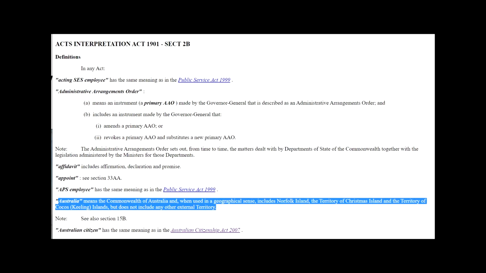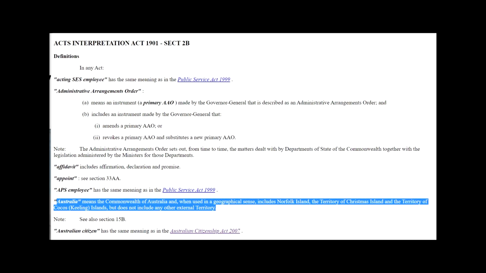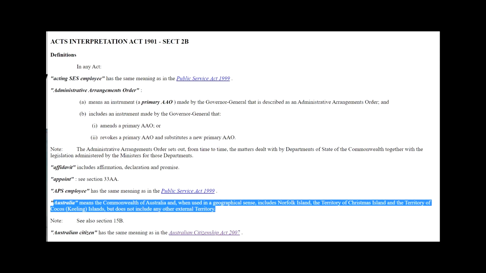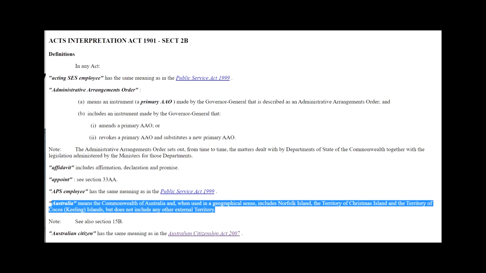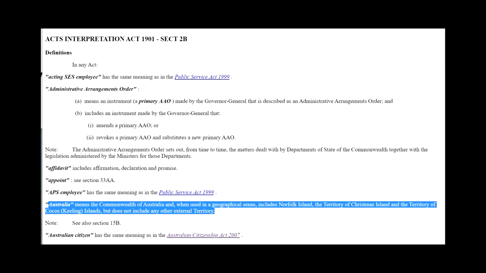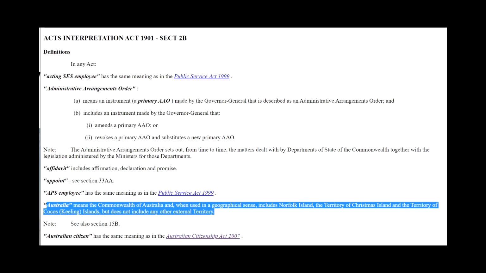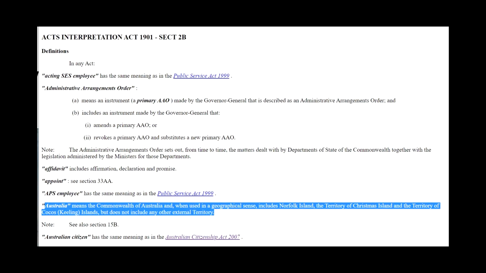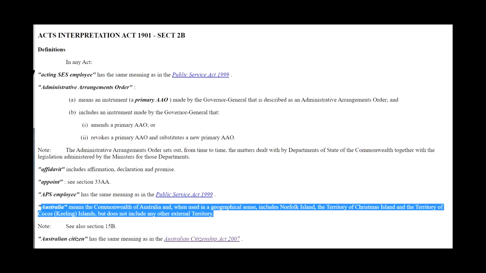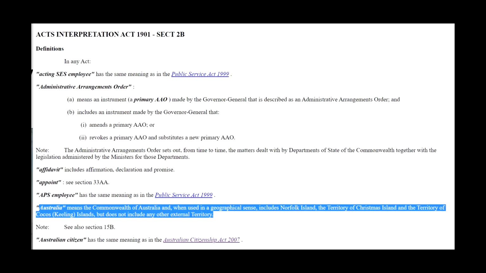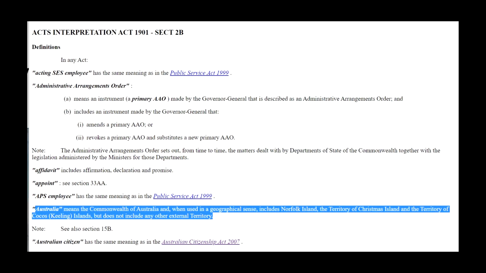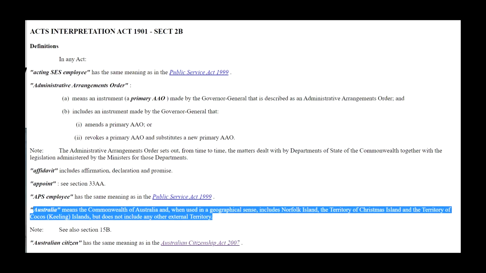This is the Interpretations Act 1901 that defines the meaning of Australia. What is Australia? The word include is used in these acts to specify exactly what includes Australia and what is not included in the meaning of Australia. Australia means Commonwealth of Australia, and when used in a geographical sense, includes Norfolk Island, the territory of Christmas Island, and the territory of Cocos Keeling Islands, but does not include any other external territory.